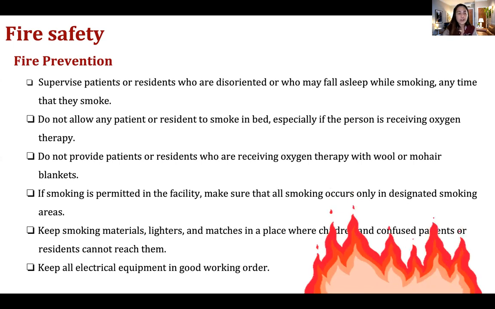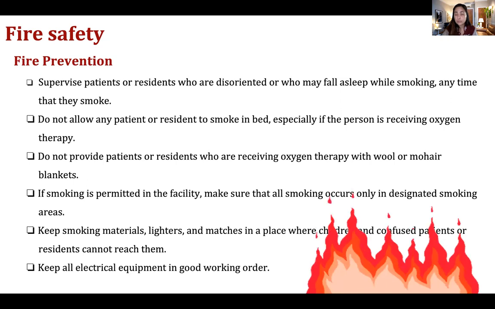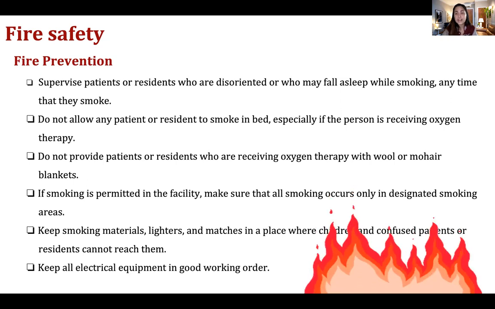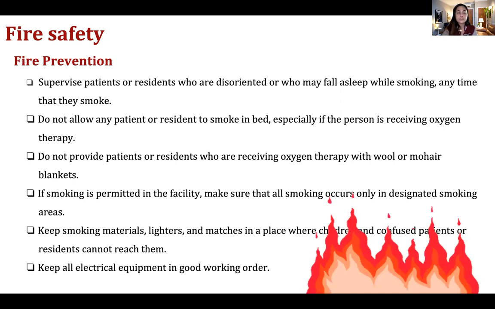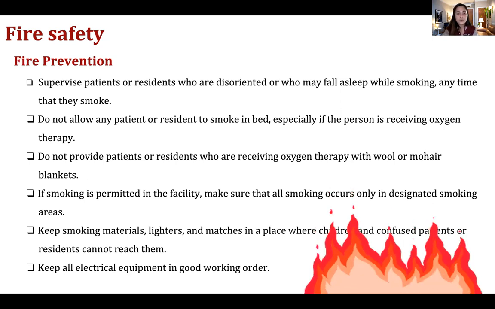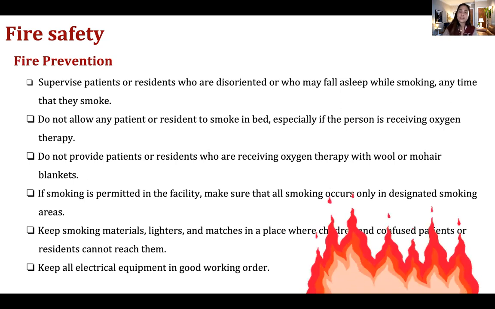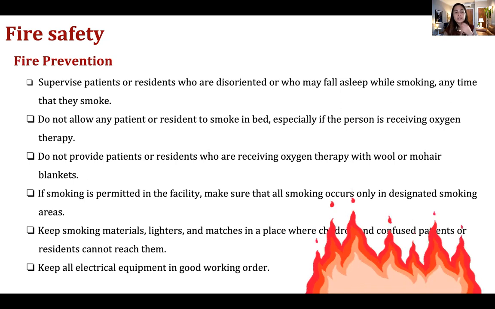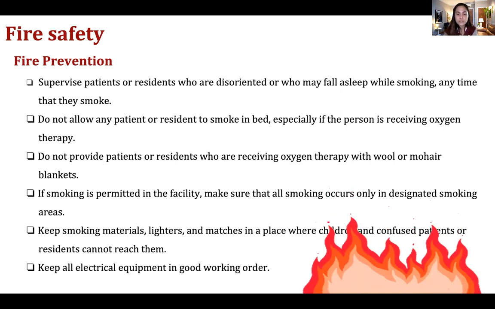So how will we prevent fire? Of course, we need to supervise not only our patients, but also the relatives, and orient them that it's not allowed to smoke in the hospital premises. We have smoking areas outside the hospital. Do not allow any patients or residents to smoke. Do not provide patients or residents who are receiving oxygen therapy with wool or mohair blankets because they can ignite and cause fire. If smoking is permitted in the facility, make sure that all smoking occurs only in designated smoking areas.